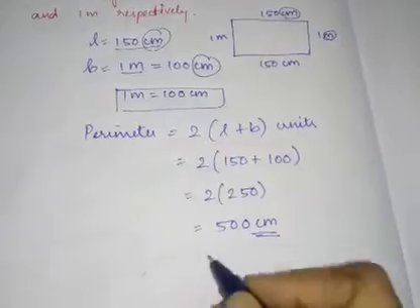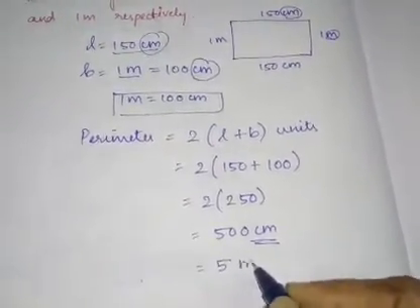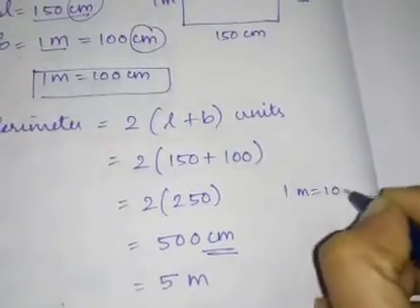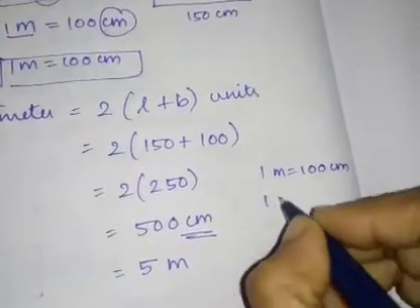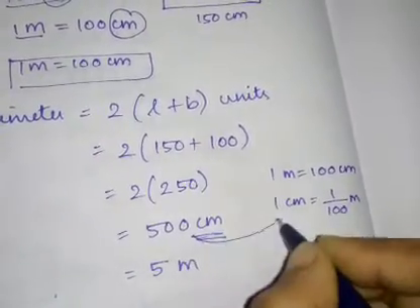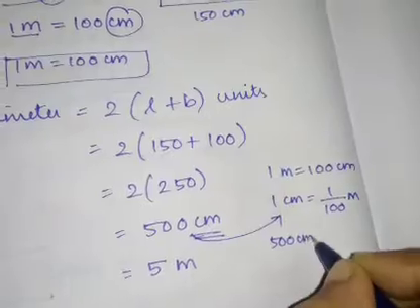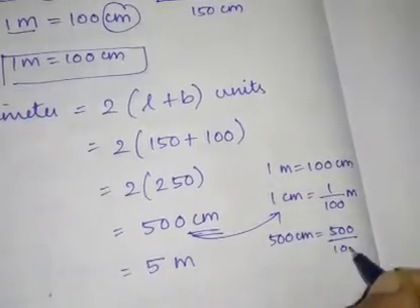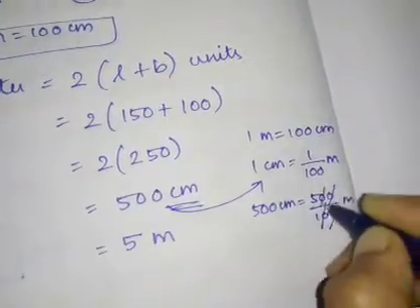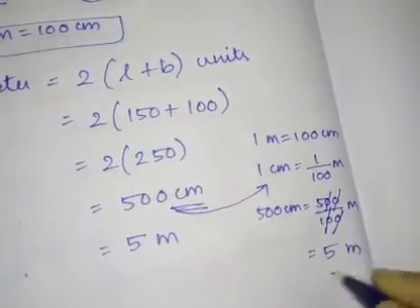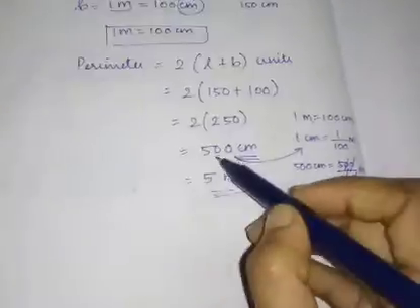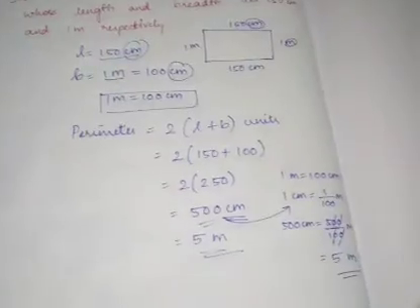You can also write this 500 centimeters as 5 meter. How? Listen, 1 meter is equal to 100 centimeter. So 1 centimeter is equal to 1 by 100 meter. So 500 centimeters is equal to 500 divided by 100 meter. Can we cancel the zeros? Cancel 0, 0. So what is the answer? 5 meter. So you can consider 5 meter also as the answer. Better you can stop till this. That is also correct. Understood?